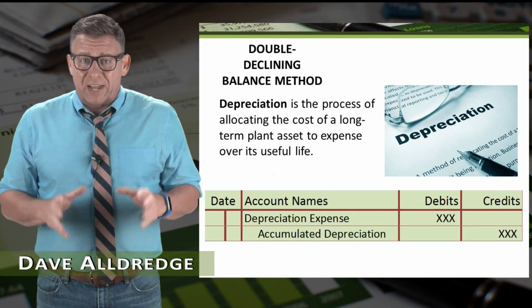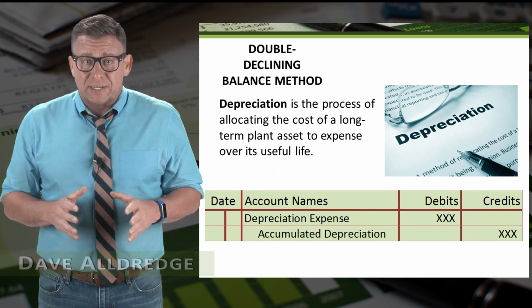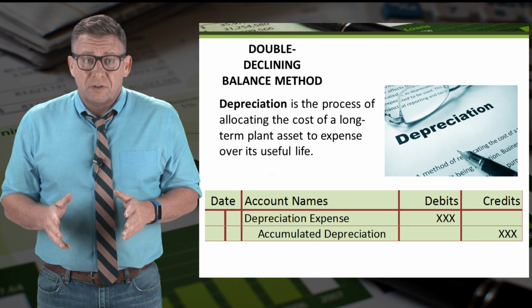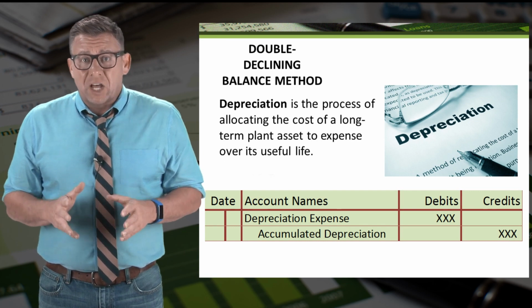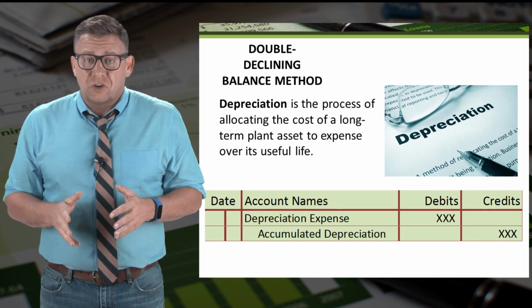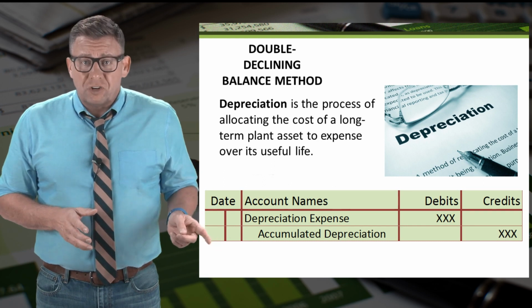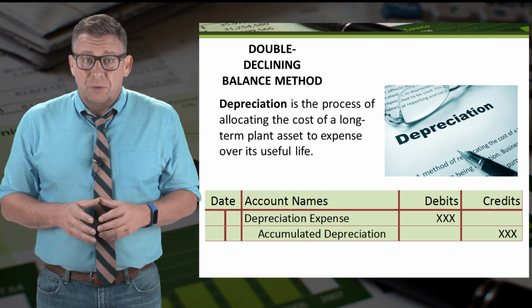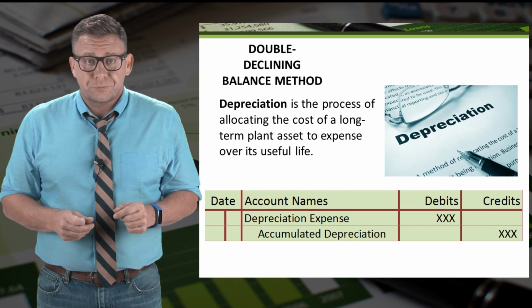Depreciation is the process of allocating the cost of a long-term plant asset to expense over its useful life. We allocate asset cost to expense with the following adjusting journal entry. We debit depreciation expense and we credit accumulated depreciation for the amount of expense.